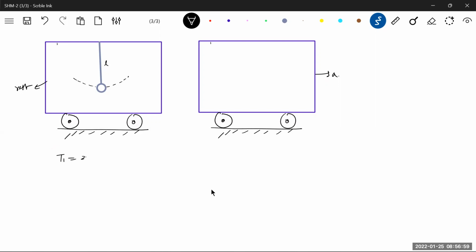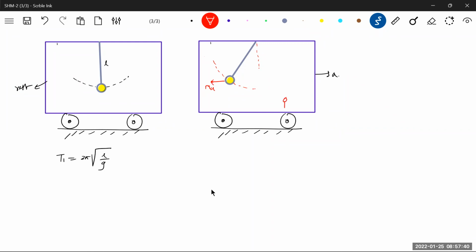When it is at rest, the time period of the bob is given by 2 pi under root of L by g. When it gets accelerated, you should get the mean position. Now the mean position will be this one. This is not the mean position. It will oscillate about this particular point. This will be the pseudo force ma.